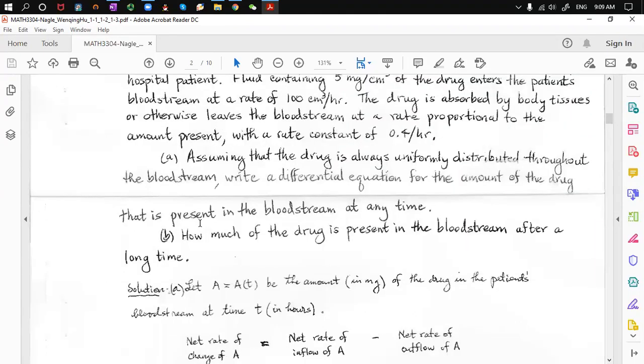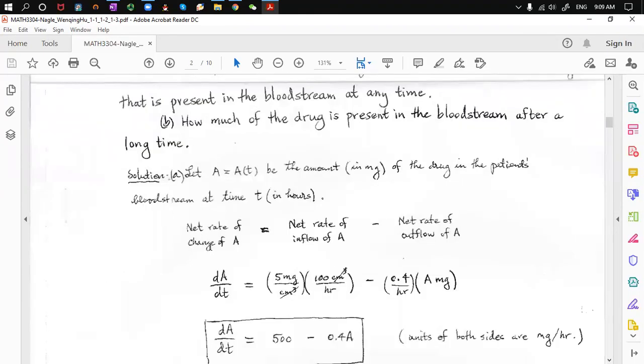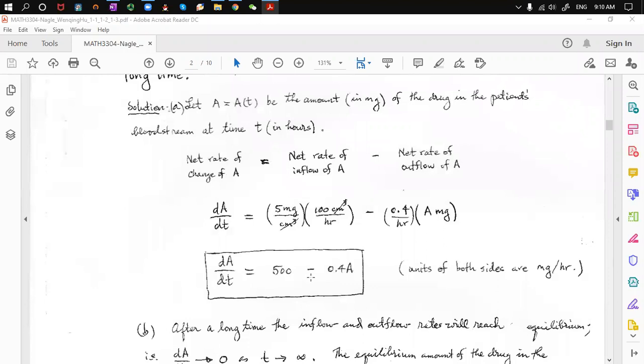We have seen that the underlying principle for this problem can be described by a very simple relation: the net rate of change of a certain quantity is the net rate of inflow minus the net rate of outflow of the same quantity. By this principle, we can describe the equation by calculating the inflow via the inflow concentration multiplied by the inflow volume. With that, we end up with a differential equation that describes the evolution of the amount of drug in the person's bloodstream.